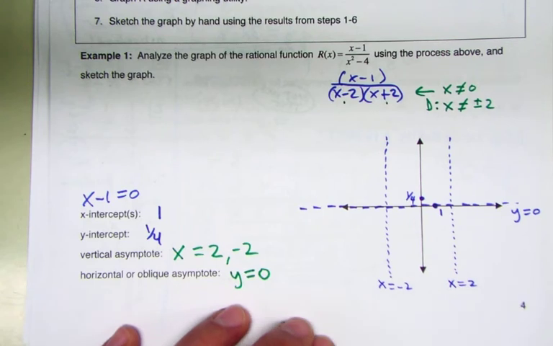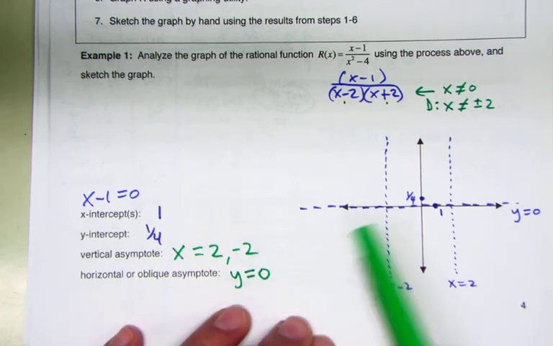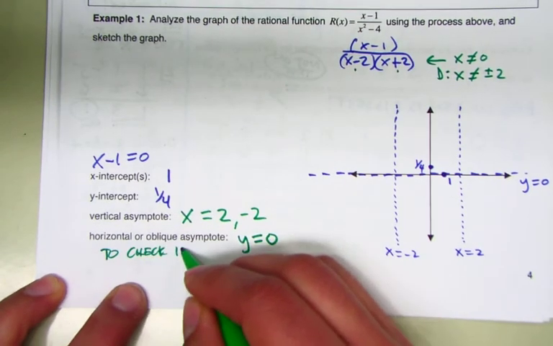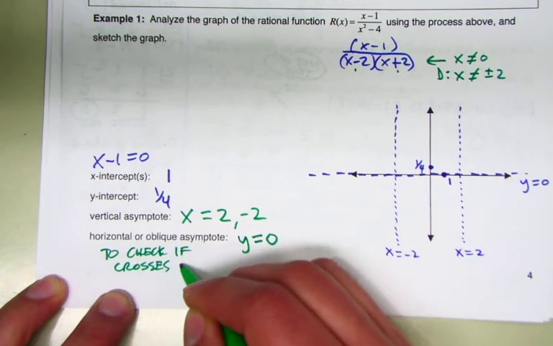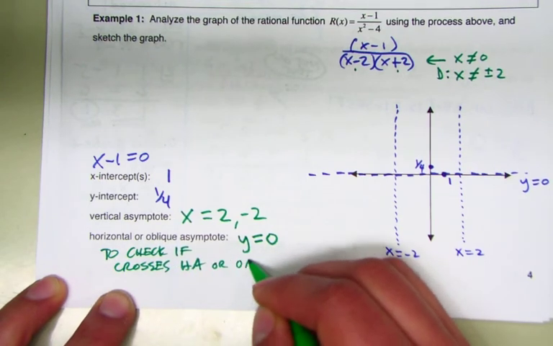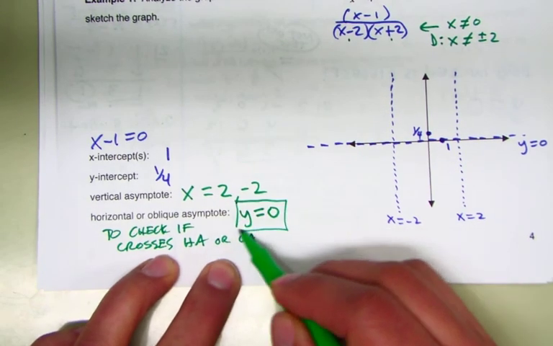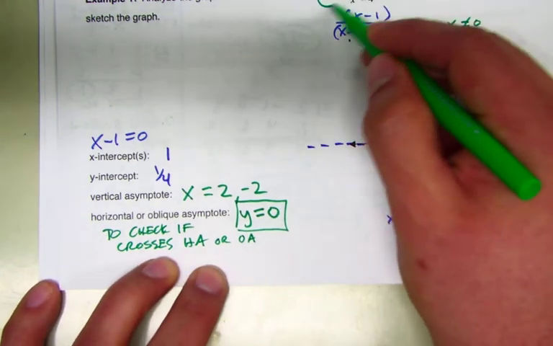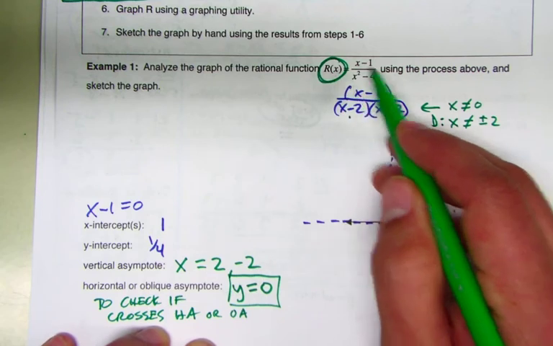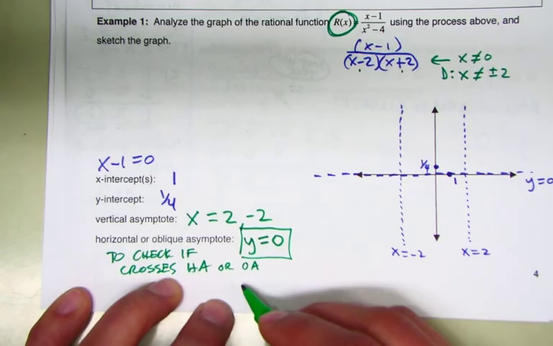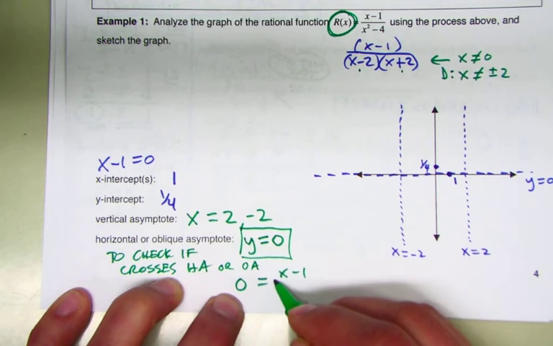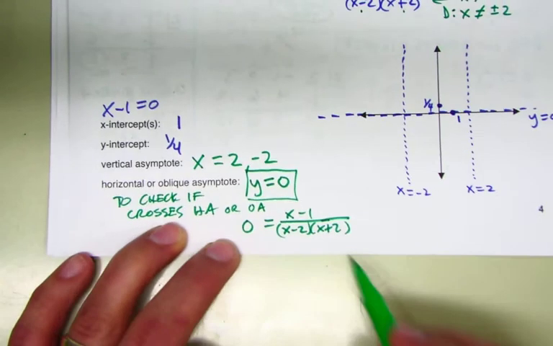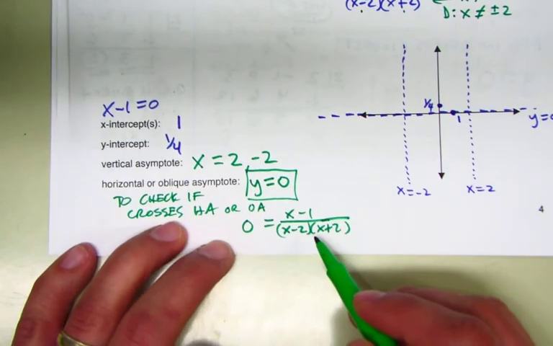Okay? I'm going to show you what you would do just to check using algebra to see if it goes through or not. Okay? So to check if it crosses a horizontal or oblique asymptote, you take this equation, whatever it is, y equals 0, or if it's something else, and you're going to go ahead and plug that in and set it equal to 0. So if you take your function, which is x minus 1 over x minus 2 times x plus 2, and set it equal to 0, watch what happens.